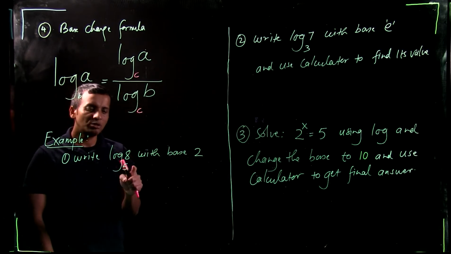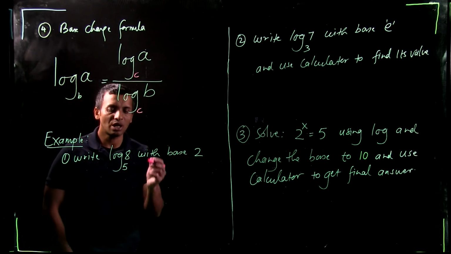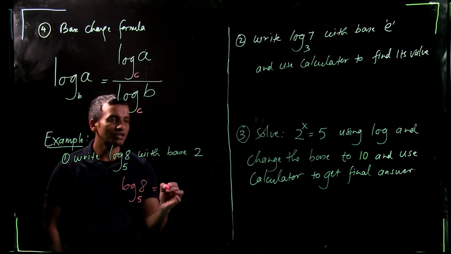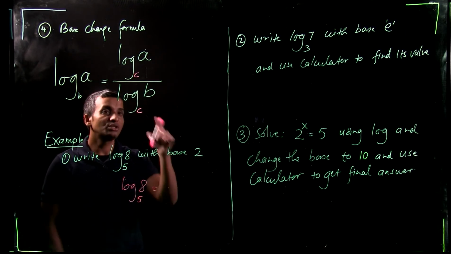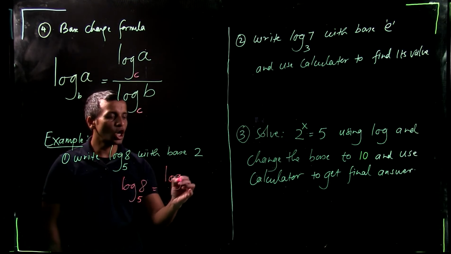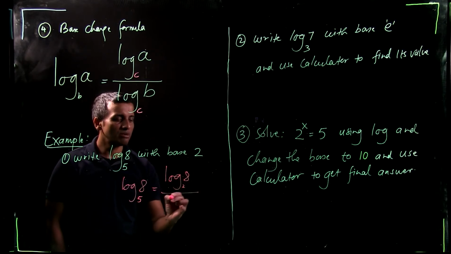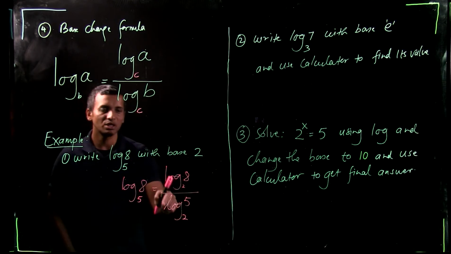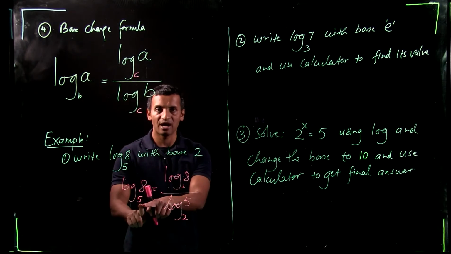Okay, let's see this example. Write log of 8 with base 5 with base 2. So how do you write that? Log of 8 with base 5 can be written as, you want to write with base 2, right? So c is 2 here. So you can write log of 8 with base 2 divided by log of 5 with base 2. That's the base 2 form for log 8 with base 5.